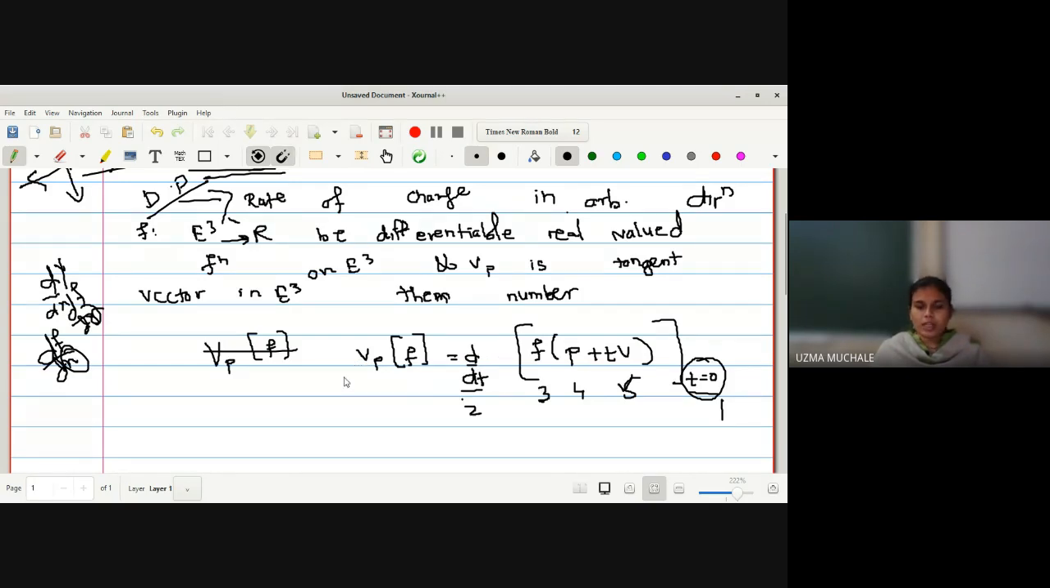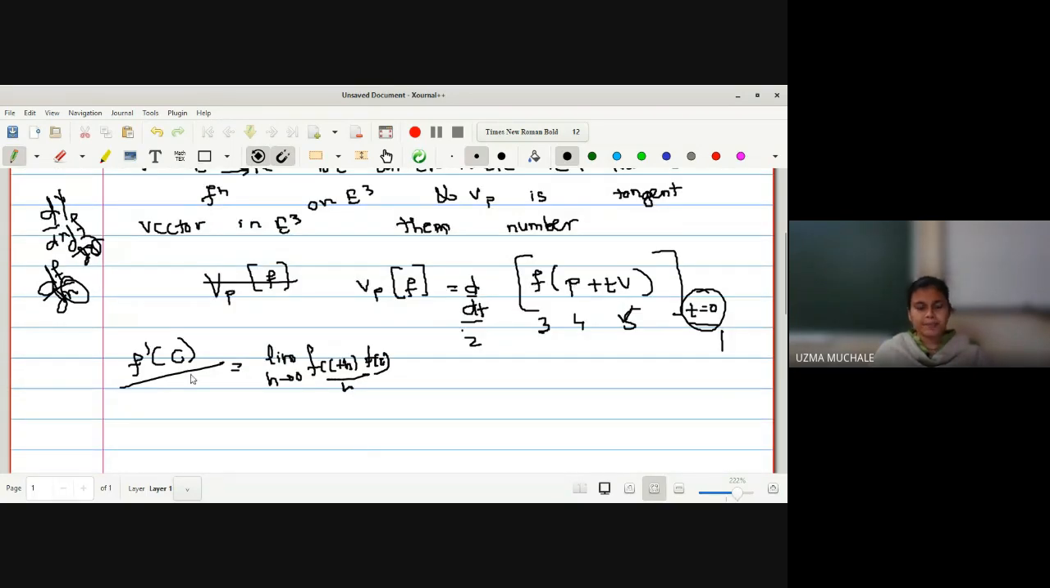Okay, so now one may have a question: how are you finding the rate of change in an arbitrary direction? Whatever we have studied so far, the derivative we write like this: f dash of c, and what is the derivative? It is nothing but the limit as h tends to 0 of f of c plus h minus f of c divided by h. This is just the definition by first principle.